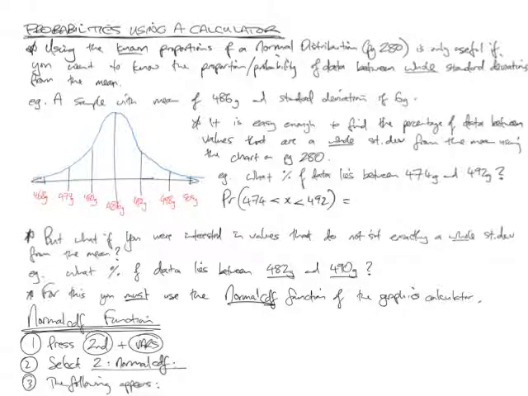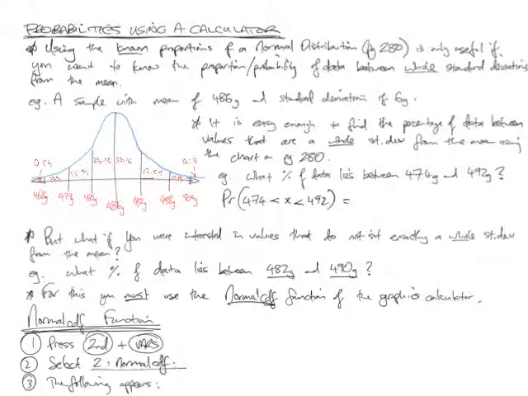The example we used in the last video was what percentage of data lies between 474 and 492. Well, you would have looked at the chart and you would have seen this section is 34.13%. This is also 34.13. This is 13.59, 13.59, 2.15, 2.15, and 0.13. That's what we read off the chart.